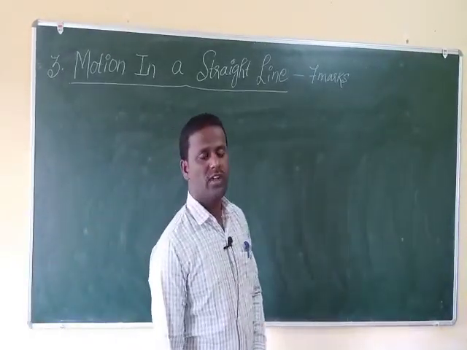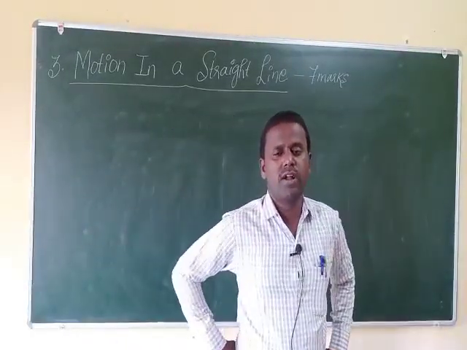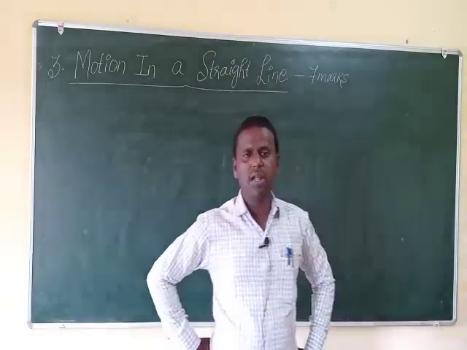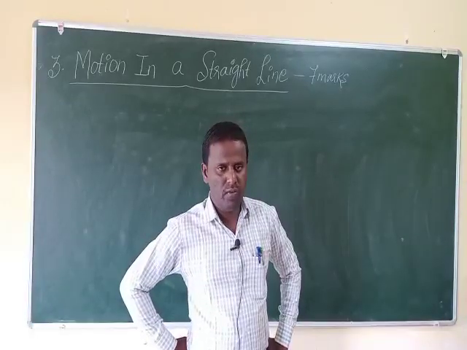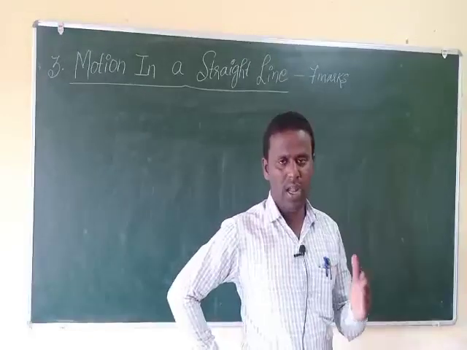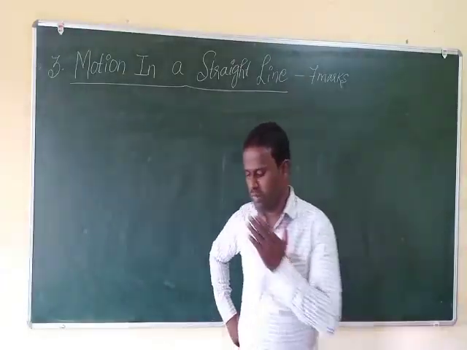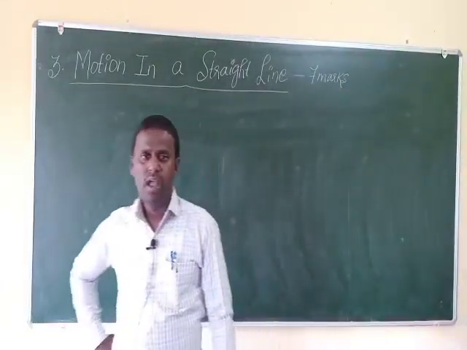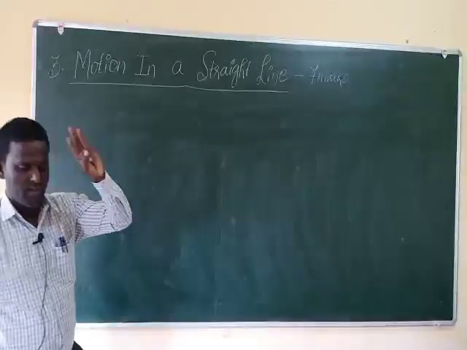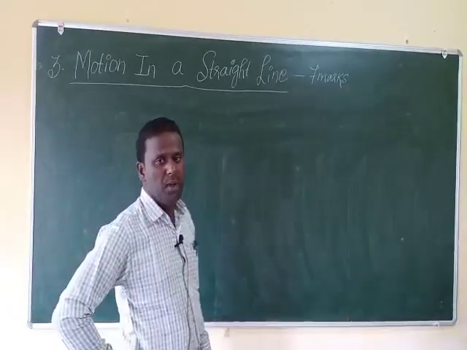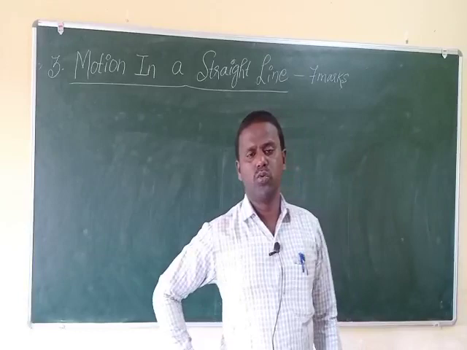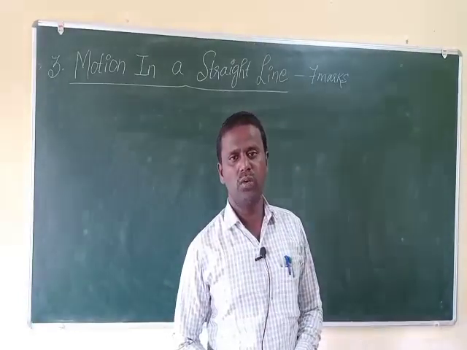VT graph: V stands for velocity, T stands for time, velocity time graph. What is the meaning of velocity time graph? What are the uses of velocity time graph, and how to draw the velocity time graph for different cases? And you will learn the derivation of 3 main equations: s equals ut plus half at square, v square equals u square plus 2as, v equals u plus at.